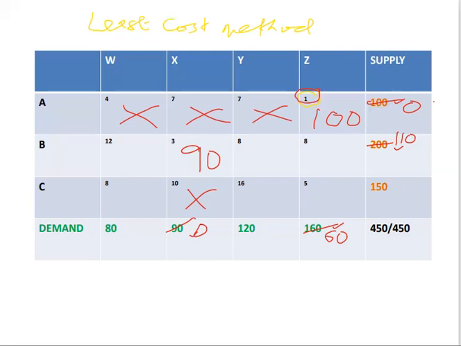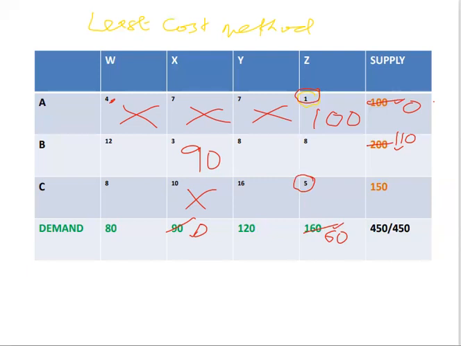After 3, the next least cost is supposed to be 4. But 4 is already gone with the first allocation we made. So what is the next least cost now? Five. The 5 belongs to CZ. This is the 5, the next least cost.